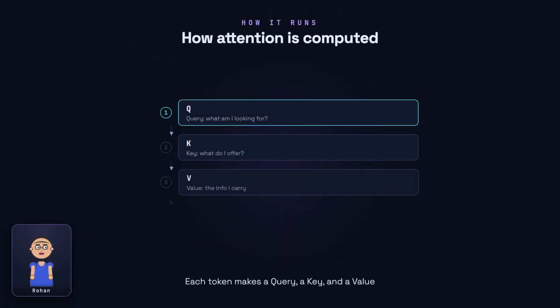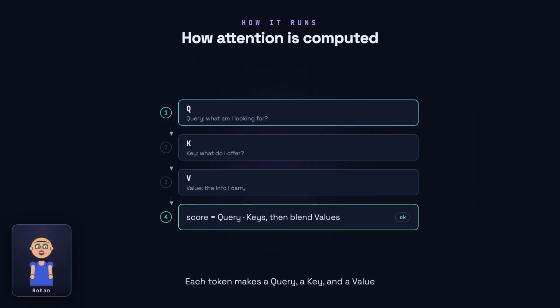Let's peek one level deeper. For every token, the model computes three vectors: a query, saying what this token is looking for, a key, advertising what it can offer, and a value, the actual information it carries. A token compares its query against every earlier key to get scores, then blends the values by those scores. Keys and values are the memory of the past. Remember that, because it's the whole point of the cache.